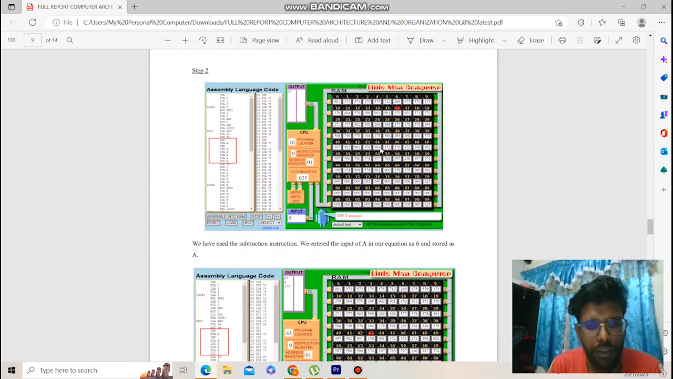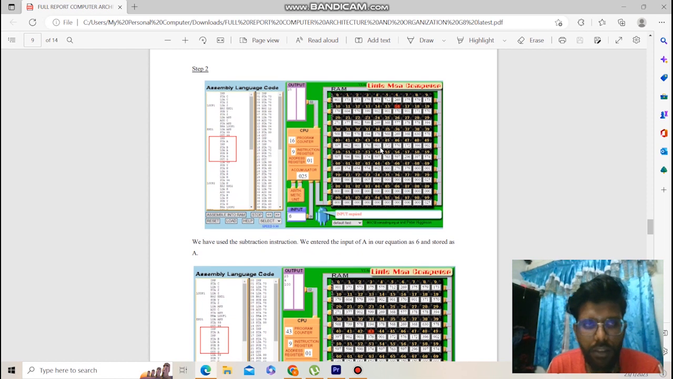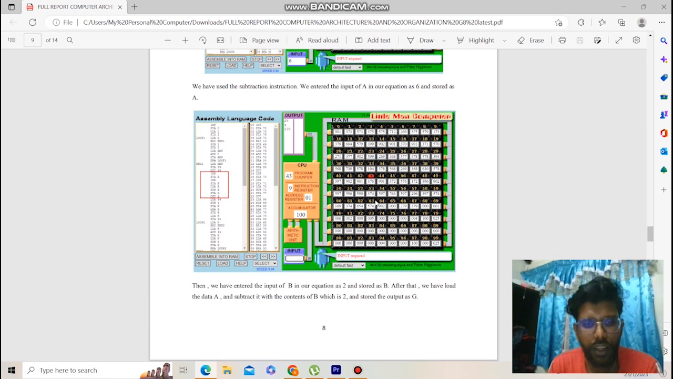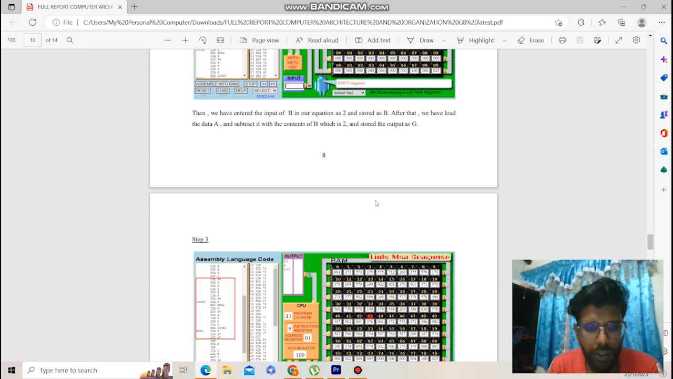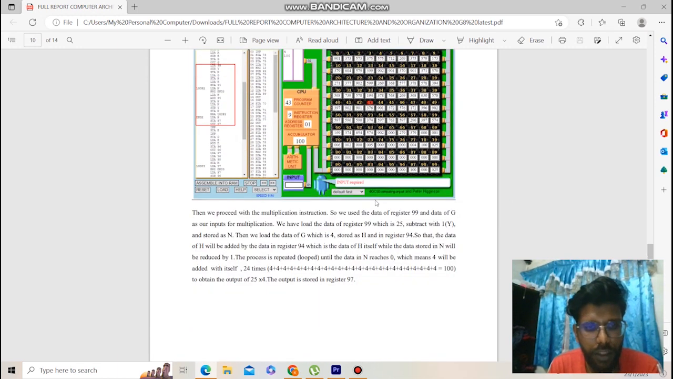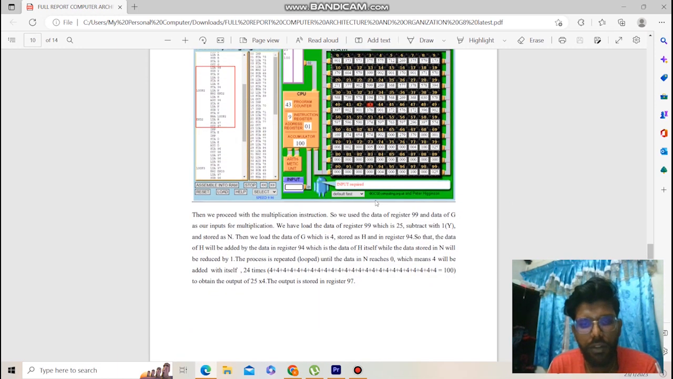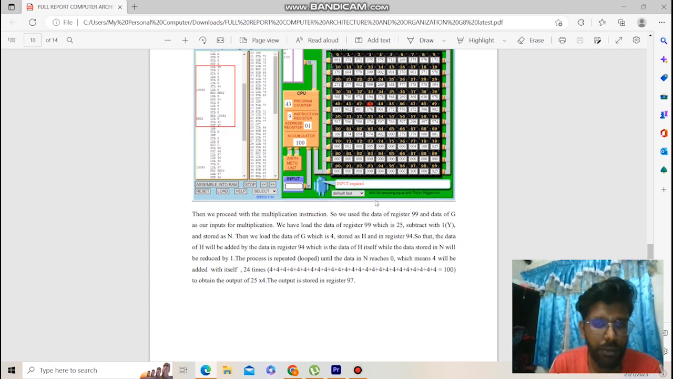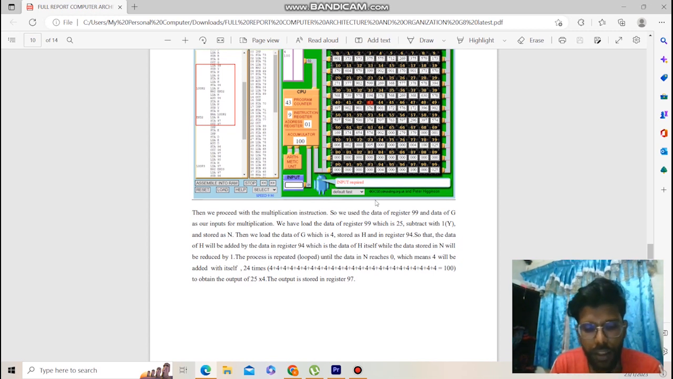Step 2 is the subtraction instruction. We enter the input of A in our equation as 6 and B as 2. Step 3 is the multiplication instruction. We multiply the value of A minus B with the value of C.